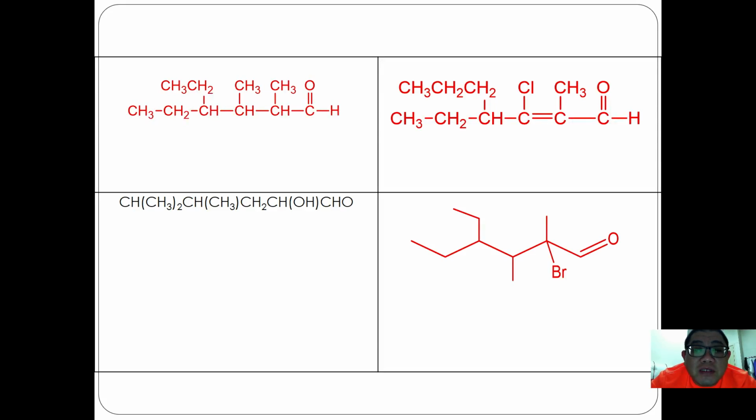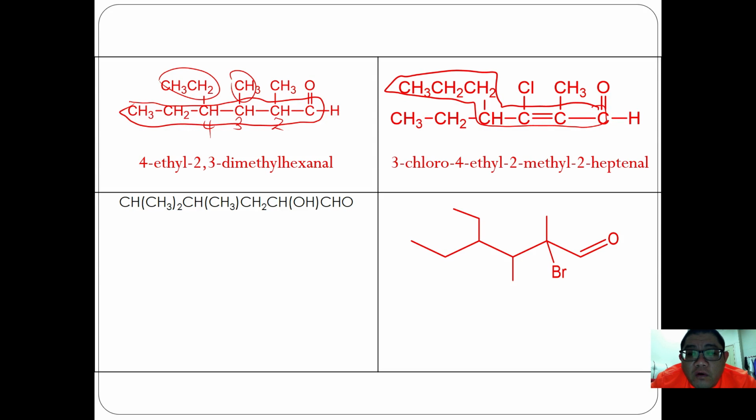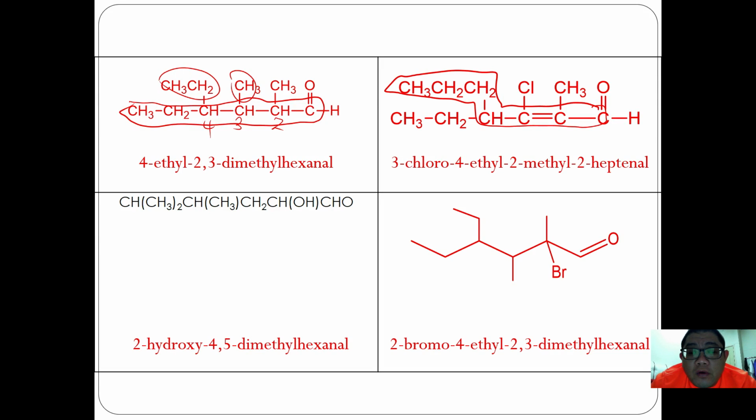A few examples that you can see here: find the longest carbon chain, and altogether the longest is 6 carbons. You have a methyl and an ethyl, located at 2, 3, and 4. So you have 4-ethyl-2,3-dimethylhexanal. Here, the longest carbon chain is 6 carbon, 7 carbon. So you have 3-chloro-4-ethyl-2-methylhept-2-enal, since you have a double bond in between here. And here, this one is 2-hydroxy-4,5-dimethylhexanal, and finally you have 2-bromo-4-ethyl-2,3-dimethylhexanal. So you can get into the details on your own later.